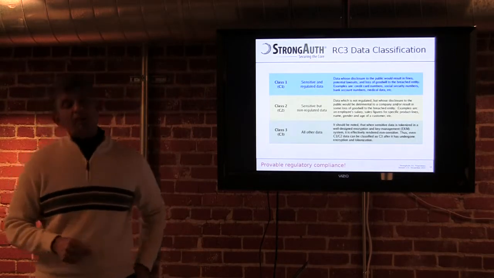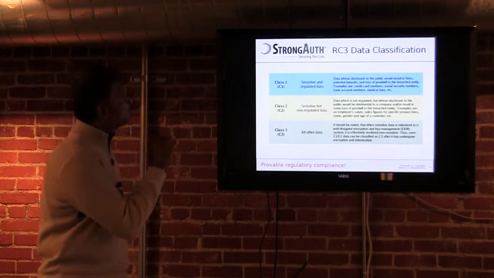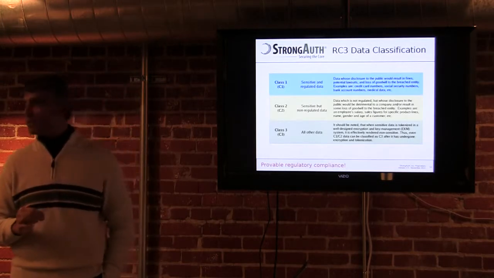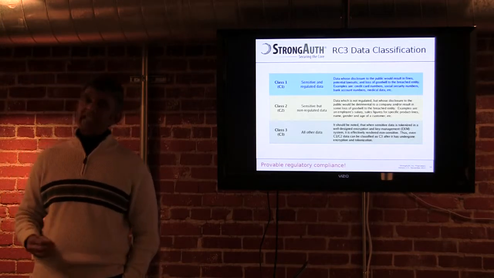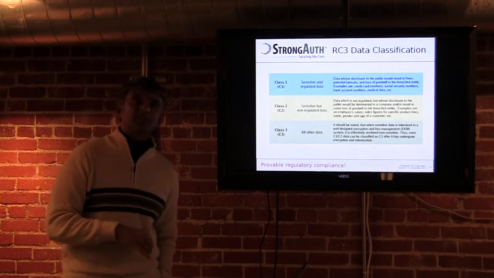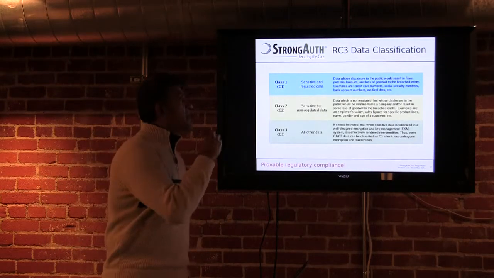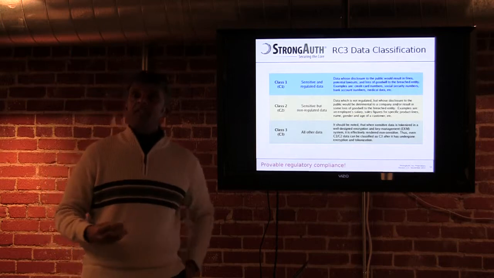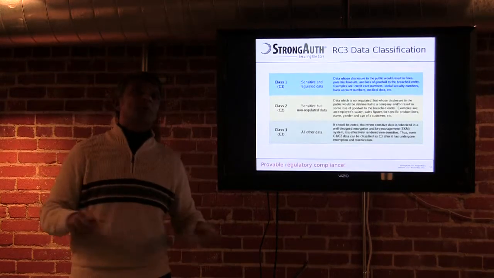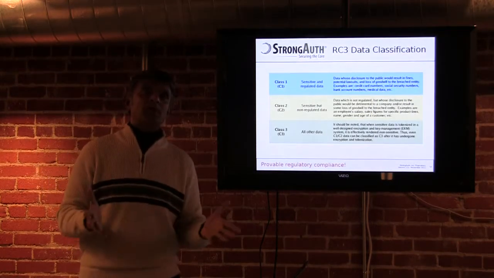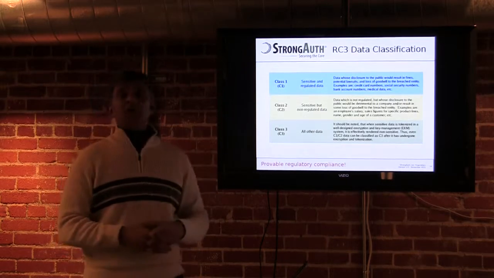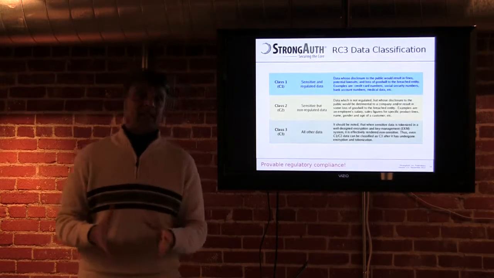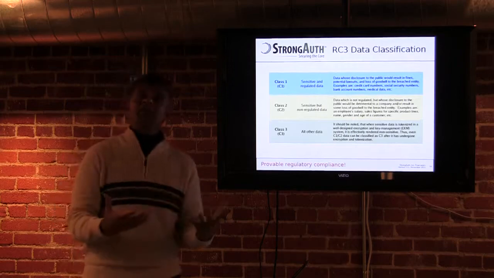So what are the requirements for RC3? You have to classify your data first. If you don't classify your data, then you cannot take advantage of the architecture. But once you've classified it, you have bounded your problem. You now know what the problem is. Class 1 is considered regulated data, at least by our definition. You can call it anything you want.